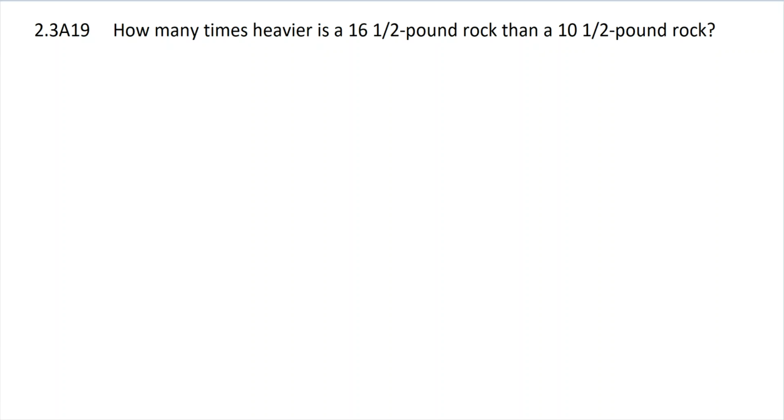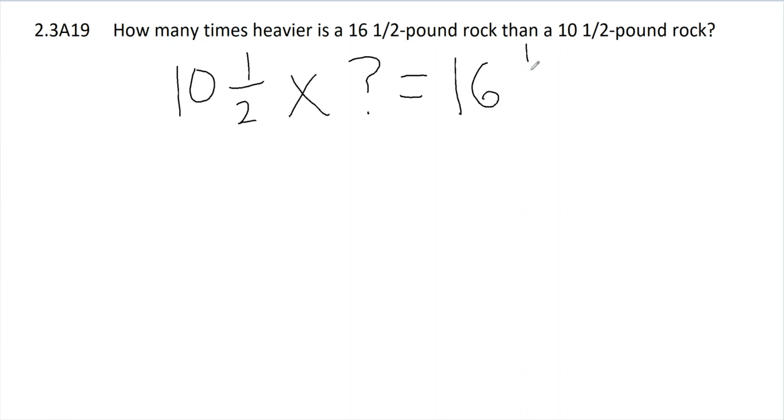How many times heavier is a 16.5 pound rock than a 10.5 pound rock? So I guess what we're thinking here is, if we had to take 10.5 and multiply it by something, what would that be if we wanted to get 16.5?